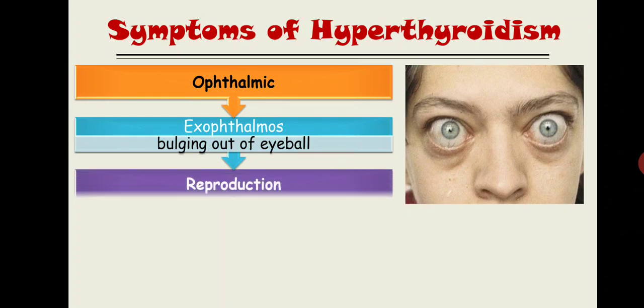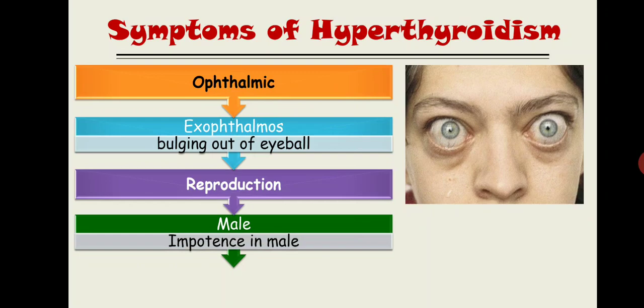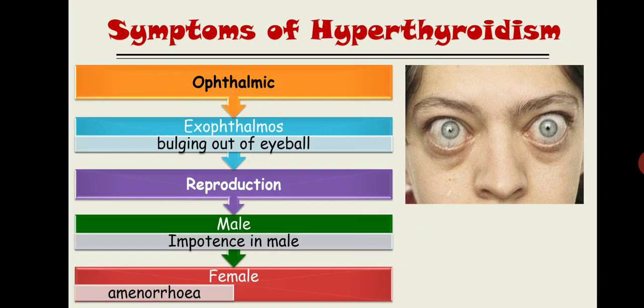Next one is the reproduction. What happens in the reproduction? In case of male, there is impotence, that is erectile dysfunction, and in female there is amenorrhea and oligomenorrhea. Amenorrhea means absence of menses, oligomenorrhea means there is a lesser amount of menstrual bleeding, or might be the frequency will be changed.